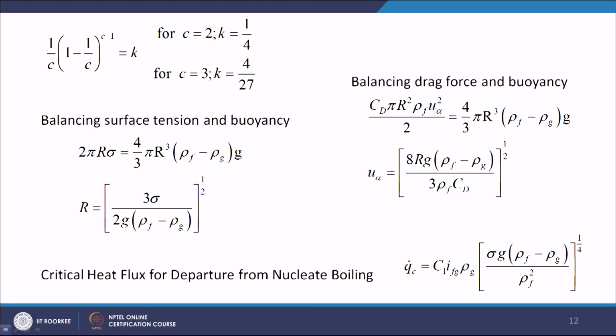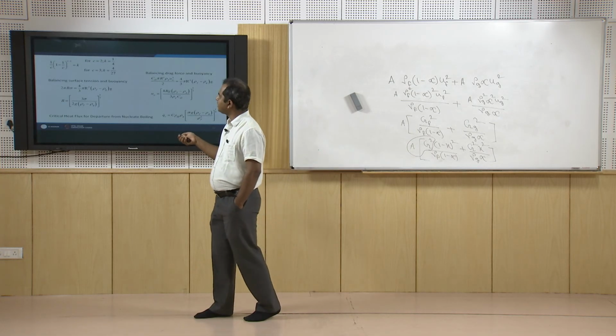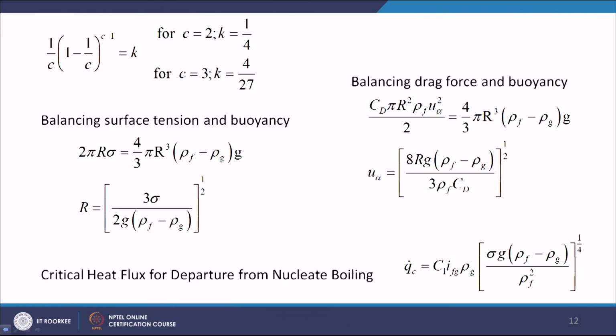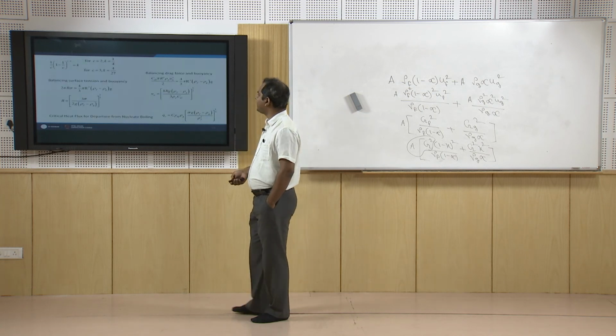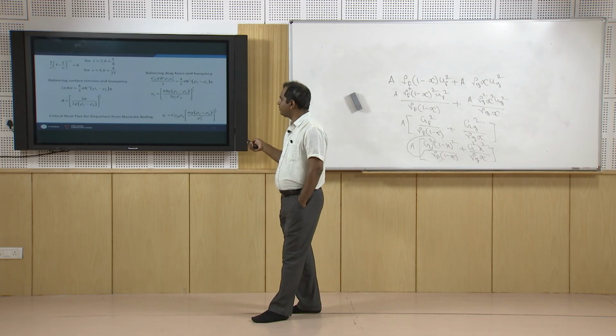Now, to obtain the radius r at which the bubble is released from the surface, we balance surface tension and buoyancy. This is the surface tension force, 2 pi r into sigma, and the buoyancy force we have already discussed. From here you will get the departure radius of the bubble. Once we put this departure radius over here, we will get u infinity, and if we put the value of u infinity in this critical heat flux term, we will get the final expression for the critical heat flux for departure from nucleate boiling.